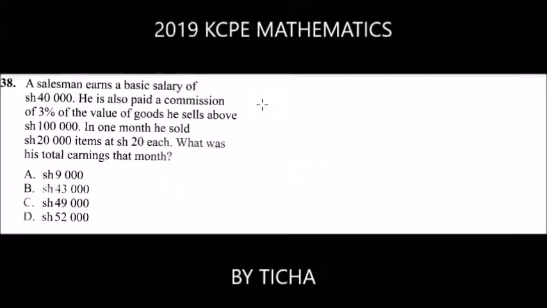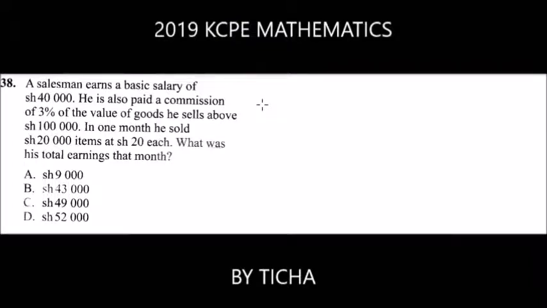Question number 38. A salesman earns a basic salary of 40,000. He is also paid a commission of 3% of the value of goods he sells above 100,000. In a month, he sold 20,000 items at 20 shillings each. I don't know whether there is an error here. I think this should be 20,000 items at 20 shillings. What was the total earnings?